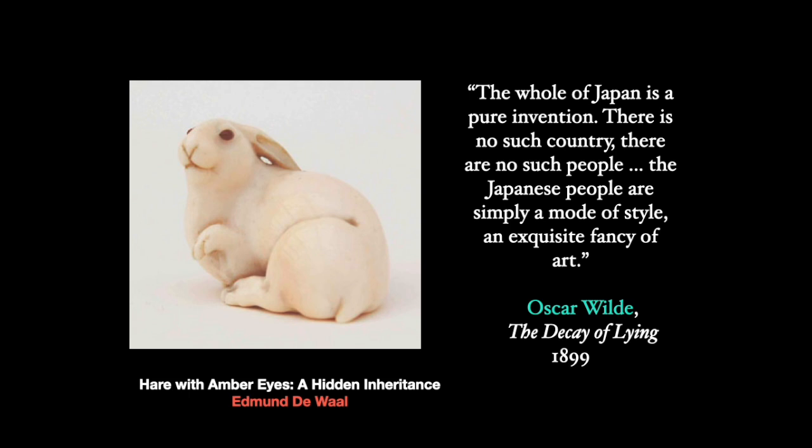And this is from The Hare with the Amber Eyes, A Hidden Inheritance by Edmund de Waal. He talks about how his family became obsessed with these objects in Paris at this time. And he traces its history back to himself, a British ceramicist in the 21st century.